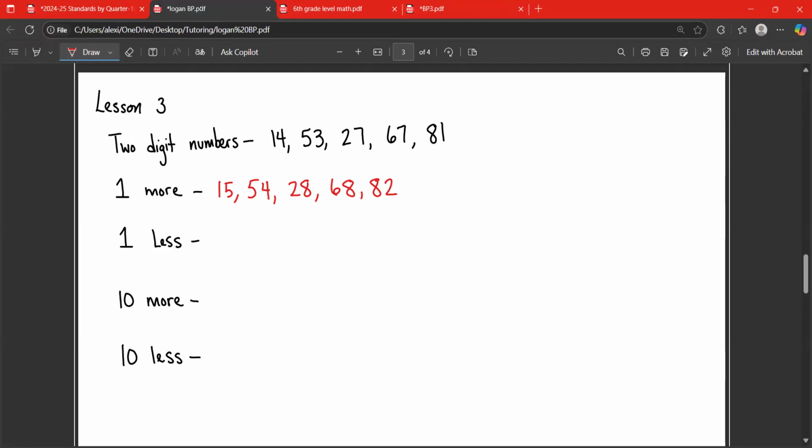All right, what about when it says one less than? So now instead of going up from the number, we go down. So more means the same as add, less means the same as minus.